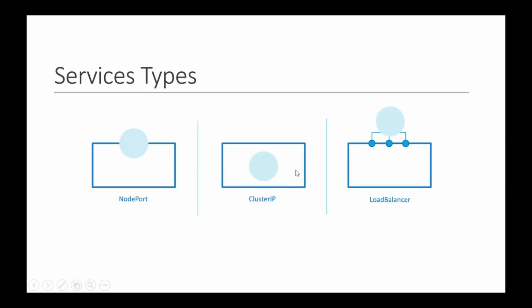We already have discussed this. Generally, these three are the important ones in the services type: node port, cluster IP, and load balancer.